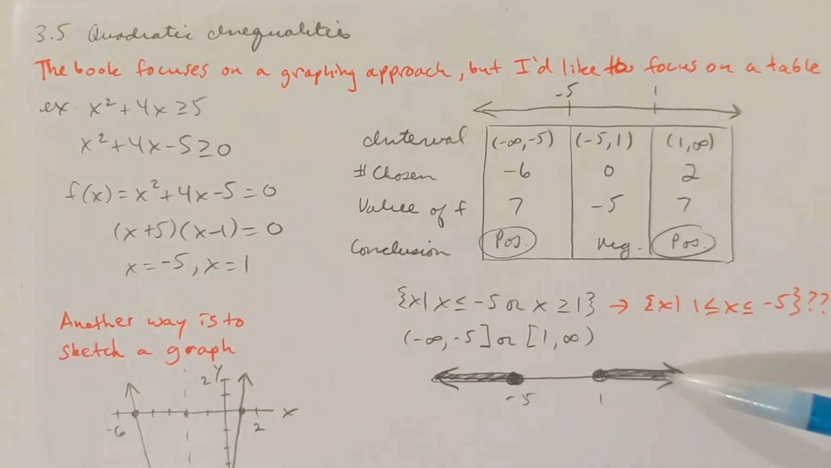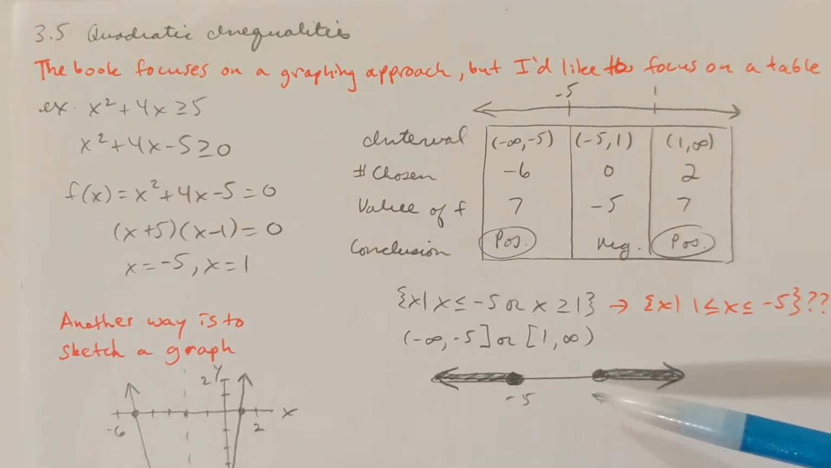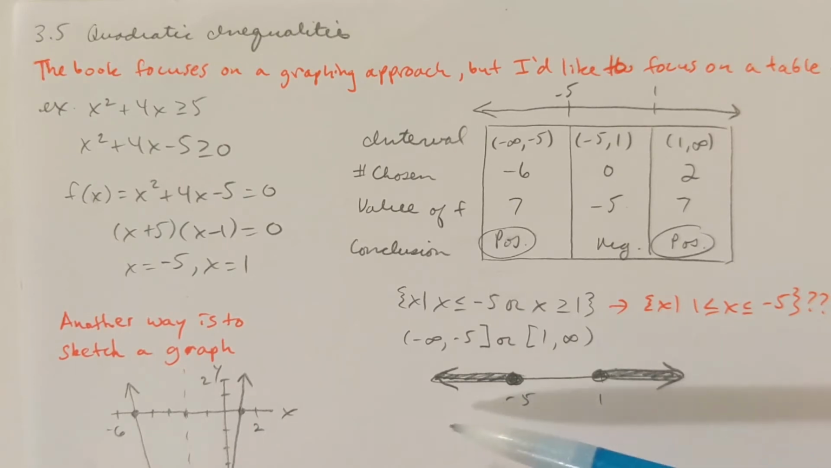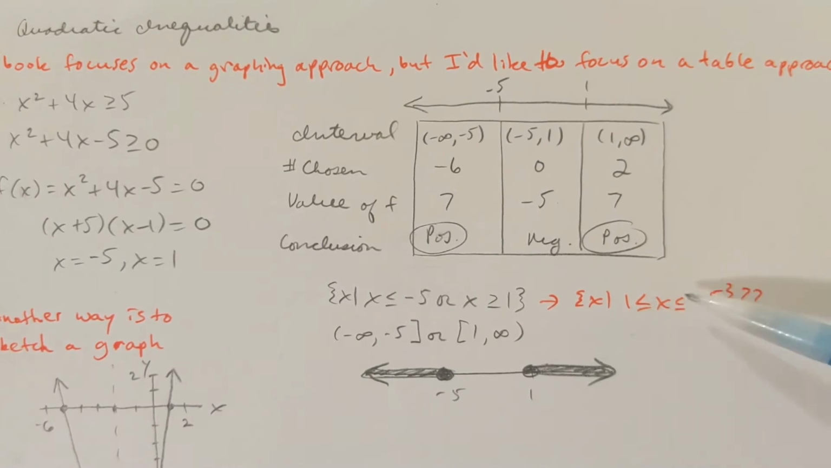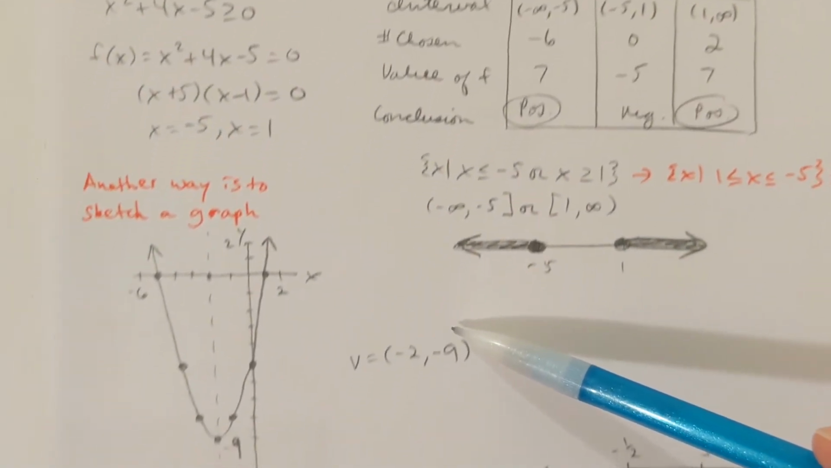On the number line, here's how that looks if we're asked to graph. Negative 5 and 1, you're going to shade those circles, and anything bigger than 1, anything less than negative 5. And just a note, if you write the set of all x such that x is greater than 1 but less than negative 5, that makes no sense. Negative 5 is not bigger than 1. Okay, so careful about that.